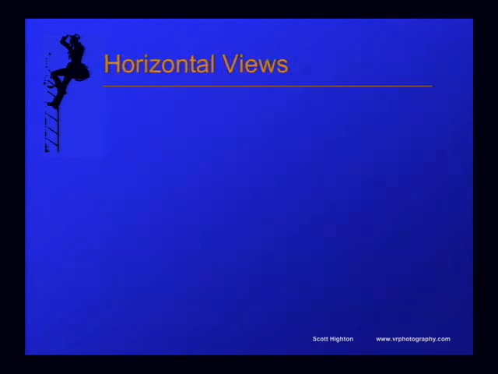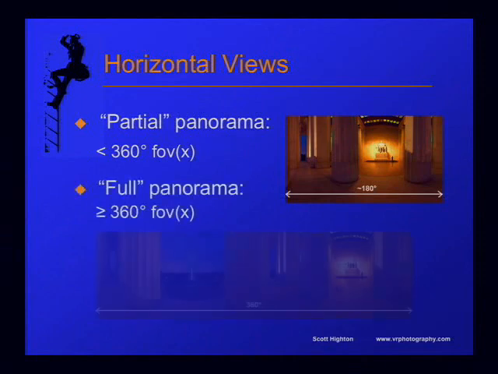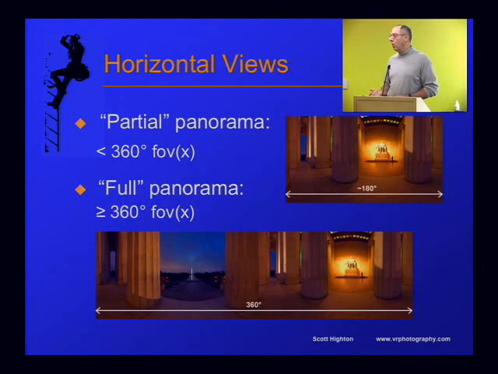So, getting into the technical side of things, when we talk about panoramas, we're talking about a number of different dimensions. And to understand this, we'll talk about the horizontal dimension first, which is the field of view in the X direction. We call panoramas partial panoramas if they're less than 360 degrees around. So if you're seeing less than a full circle, refer to that as a partial panorama. If you're seeing 360 degrees or more, you're seeing what we call a full panorama.